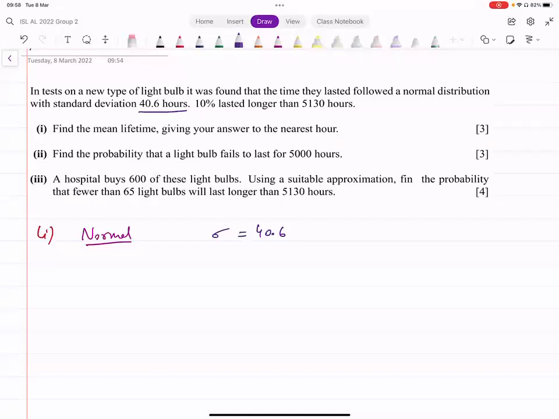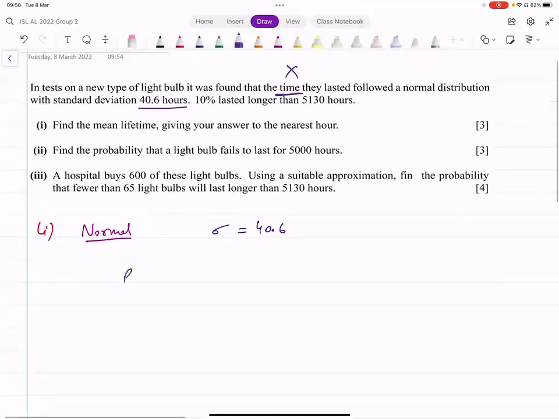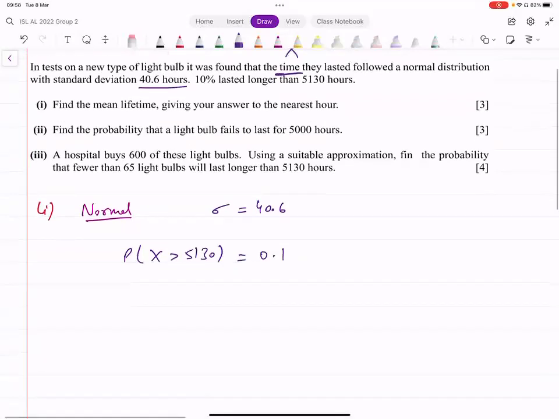10% lasted longer than 5130. If we denote the time by x, then we have the probability that x is greater than 5130 is 0.1. That's the probability, right? So the probability of x being greater than 5130 is 0.1. That's what we are given in the question. Okay, is this clear to everyone?